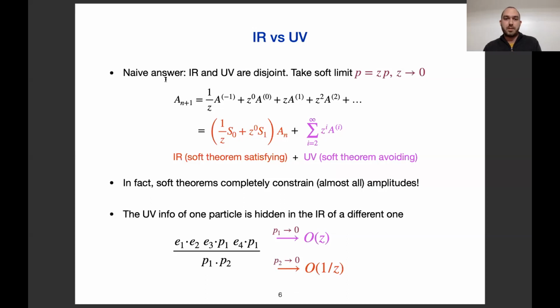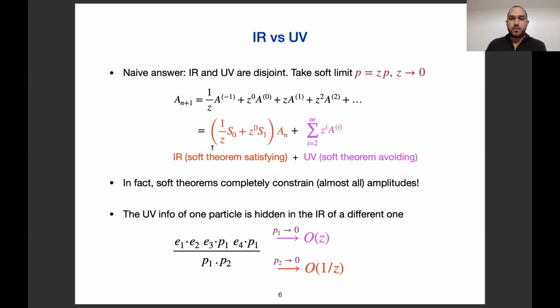See, the naive answer is that the IR and the UV of an amplitude are disjoint. So if you take a soft limit where you send one momentum to 0, you get some formal Taylor expansion like this of an amplitude in the powers of Z. And you can sort of separate the first terms in the IR, which are the soft terms, and everything else you just put in the UV, which is soft term avoiding. And of course, you might say, well, okay, so these are completely different. The information here is totally disconnected from the information there.